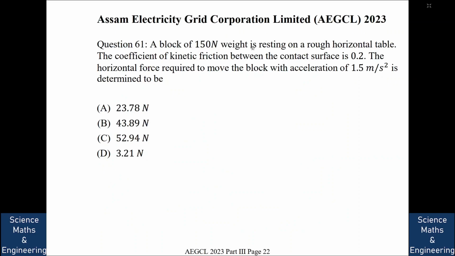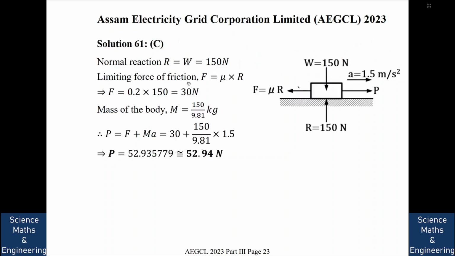A block of 150 Newton weight is resting on a rough horizontal table. The coefficient of kinetic friction between the contact surface is 0.2. The horizontal force required to move the block with acceleration of 1.5 meter per second squared is determined to be? So the answer is, say, normal force R is equal to W. Now limiting force of friction F is equal to μR. So we get F = 0.2 × 150, that is 30 Newton.